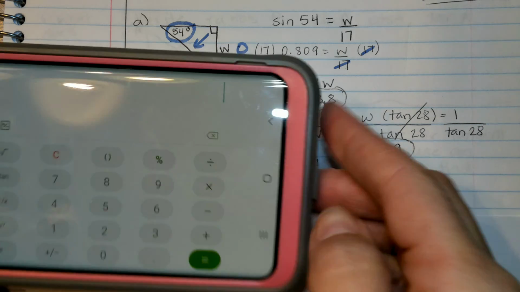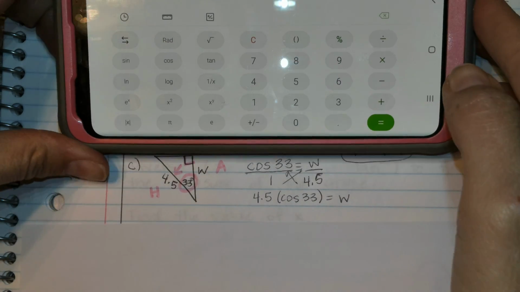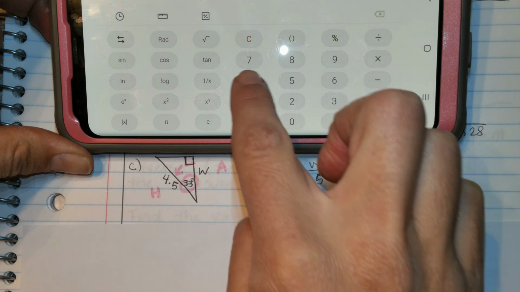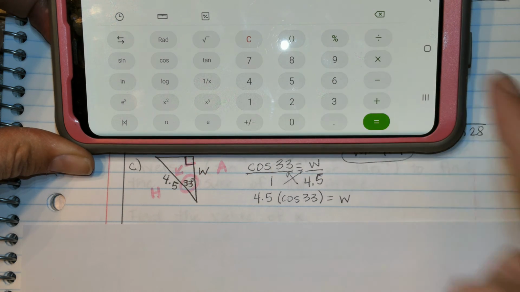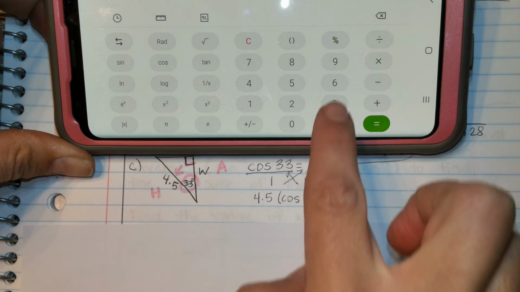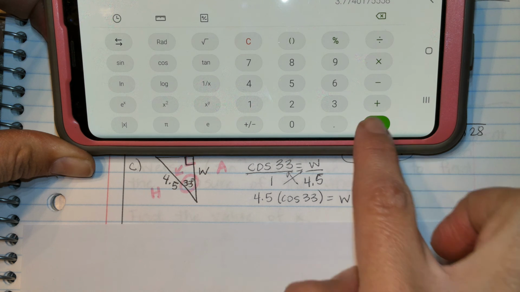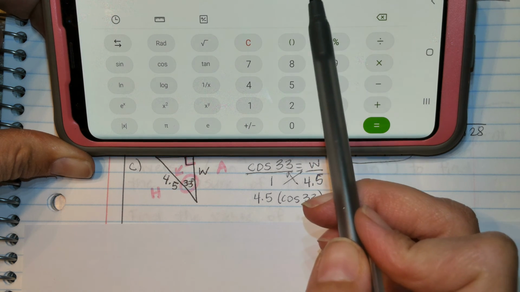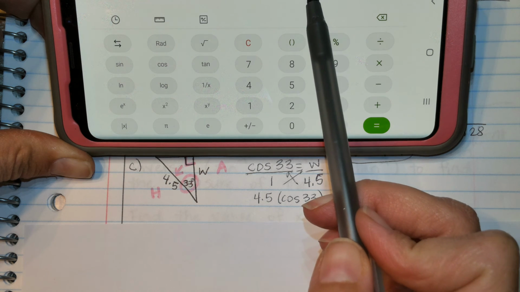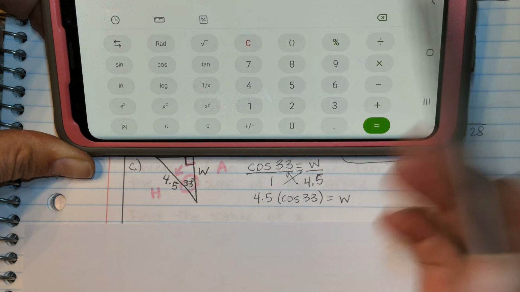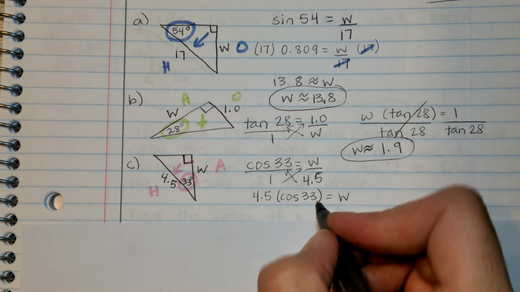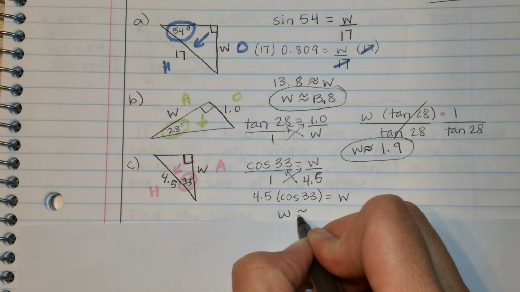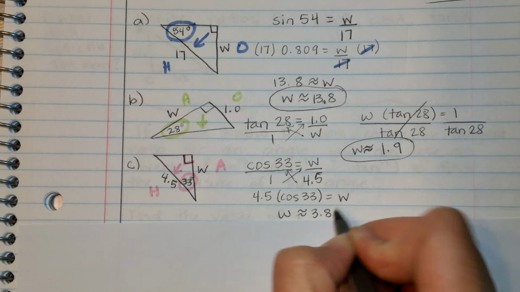So anyways, in my calculator, I would do 4.5 times cosine 33. And then still round it to the 10th place, so it's 3.77. That 7 rounds it up to an 8, 3.8. So W is approximately equal to 3.8.